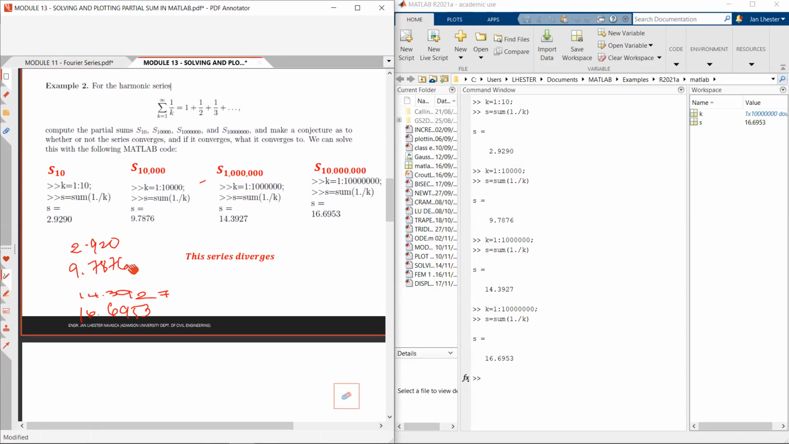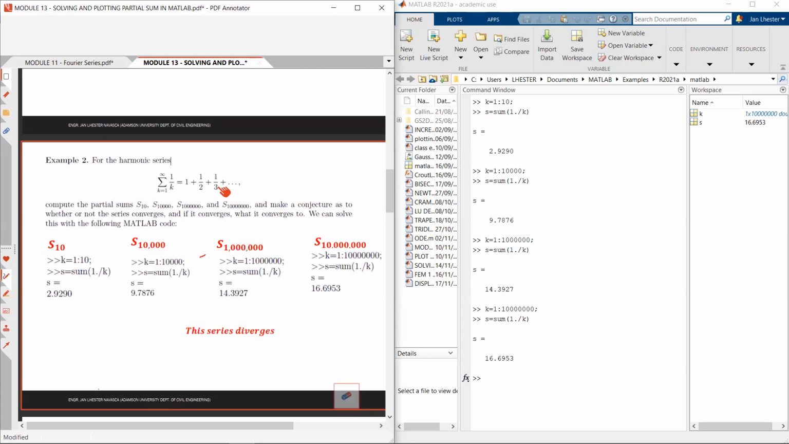Okay? So hindi siya nagka-come up sa specific value. May mga talon pa rin siya, di ba? So this one diverges.